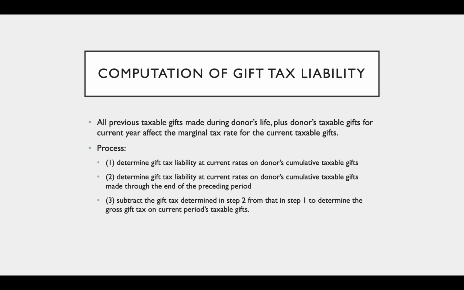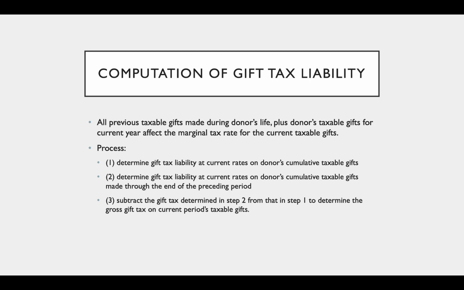And then we determine the gift tax liability on that sum of taxable gifts using the current taxable gift rates. And those rates, if you have a hard copy of your book, are found in the very back cover. If not, they're just in the rate schedules. But what we're looking at here is the unified transfer tax rates. And you can see that the rates go up as the amount of cumulative gifts go up. So step one is determine the gift tax liability at current rates on cumulative taxable gifts.